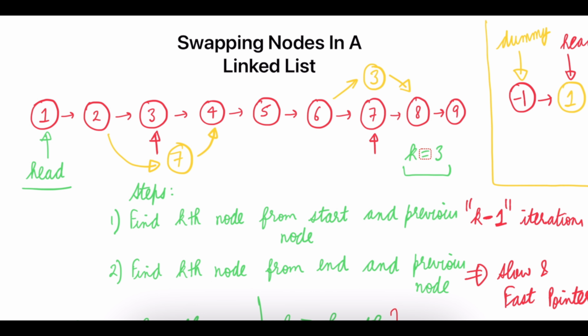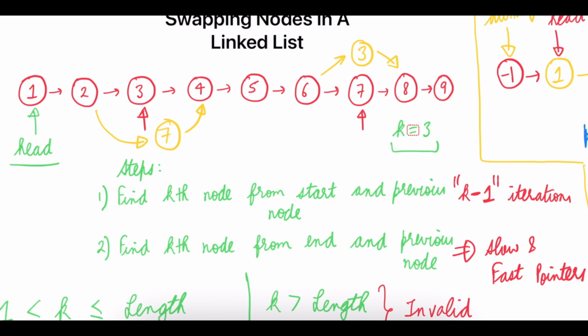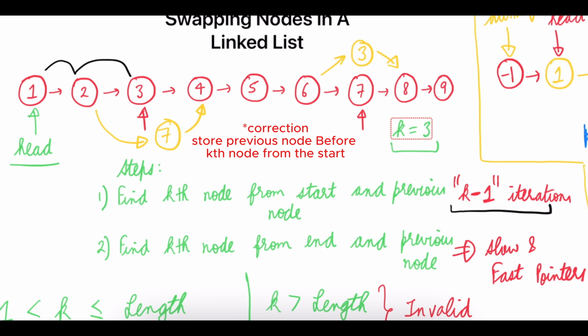So this question will involve two initial steps. The first step is going to be finding the kth node from the start and the previous node, and the second step is finding the kth node from the end and its previous node. So we can find the kth node from the start using k minus 1 iterations, as we are starting from head and we just need to do two iterations, one and then two. In two iterations I will reach my node 3, and we also need to store the previous node before the kth node.